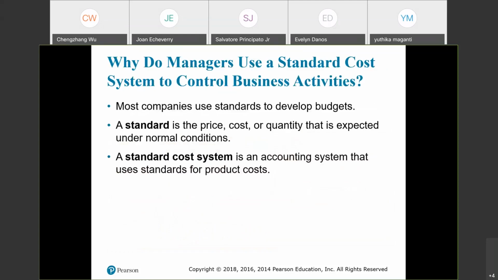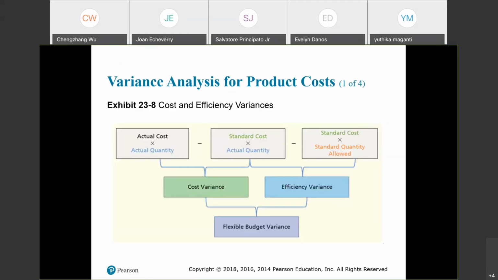For example, here, there is a variance in the cost. And that variance can be split into two parts, cost variance and efficiency variance. And we need to make a comparison between the cost variance and efficiency variance.